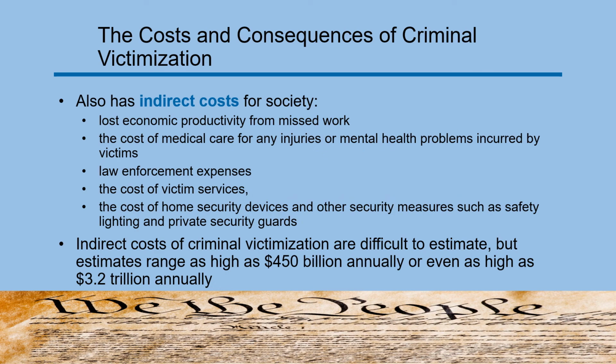The book talks about indirect costs to society. People lose productivity from work, cost of medical care, law enforcement. We've already talked about how much our criminal justice system costs. Cost of security systems, we've already talked about that. So they're saying the indirect costs are $450 billion on the low end, and maybe even $3.2 trillion. Just staggering numbers.